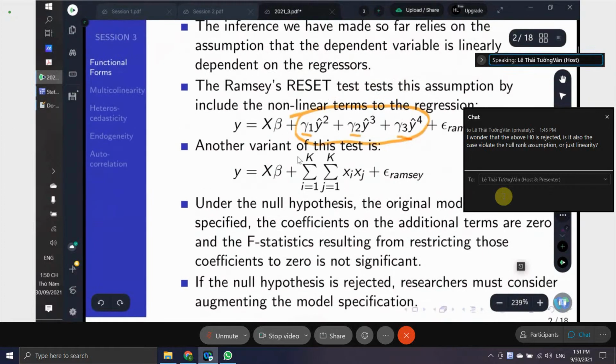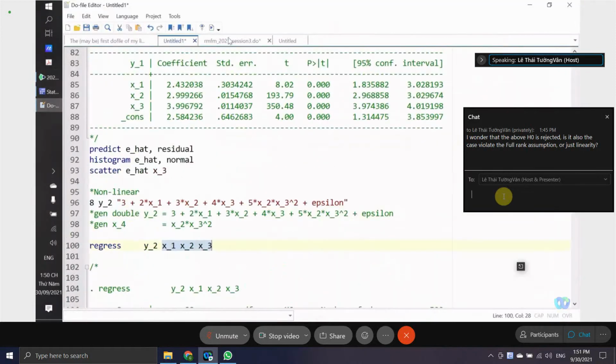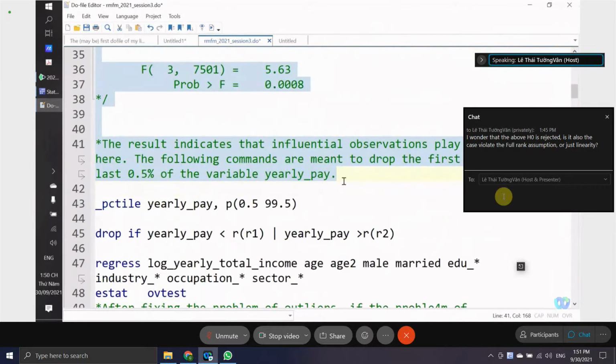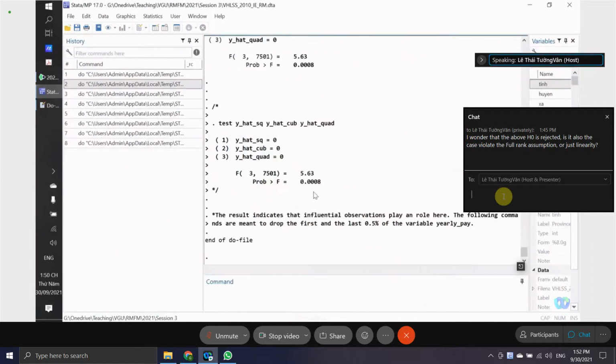Now, what is the implication of this one? If after running the regression analysis, we come back to our discussion here, and you test, and the conclusion is that you have to reject the null, it means that the assumption of no non-linearity is violated. So you have to think of the model again.